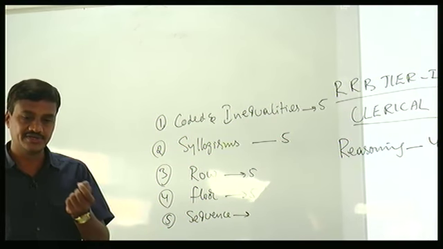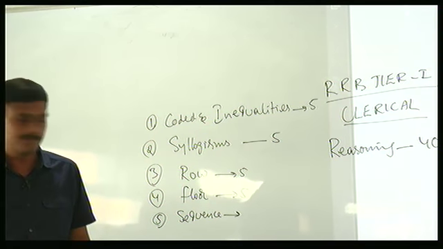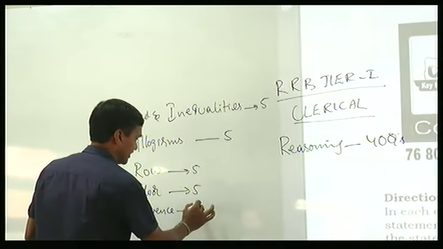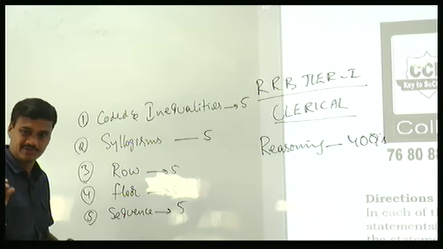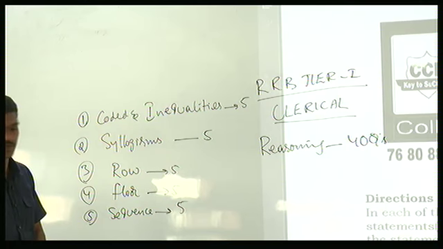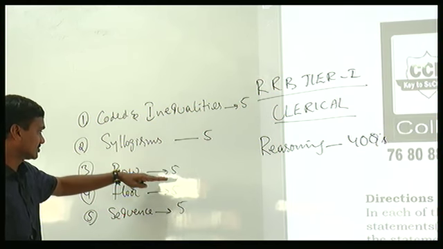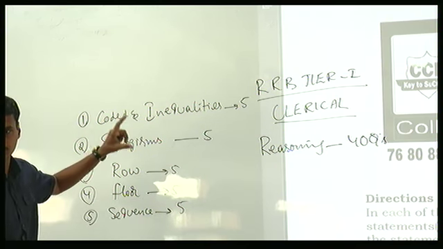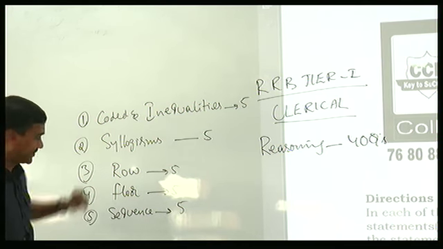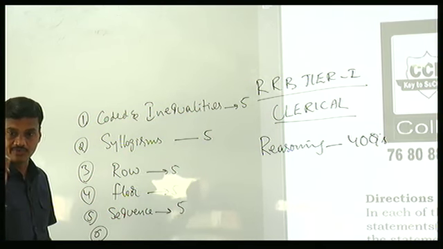Sequence means completely number sequence, rather than letter, symbol and digit. Here only numbers were given. This should be your next priority, because the way of asking the questions in this sequence is a little bit confusing. Hence we are giving it as the fifth priority. First, coded inequalities. Next, syllogisms, row arrangement, floor arrangement, and then sequence. In total, 25 questions done. Afterwards, the next priority is individual questions, 1 mark questions.